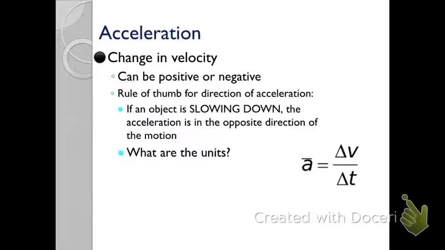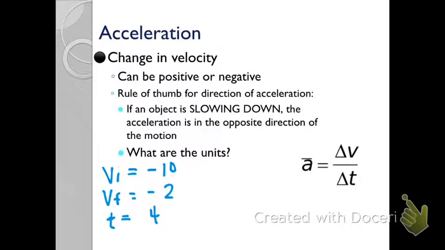So let's do one quick problem. Let's say that I am moving in the negative direction. So let's say my initial velocity is negative 10. My final velocity is negative 2. And let's say I made that change in 4 seconds. Okay? So based on the rule of thumb, I'm going to be slowing down here, so my acceleration should be in what direction?